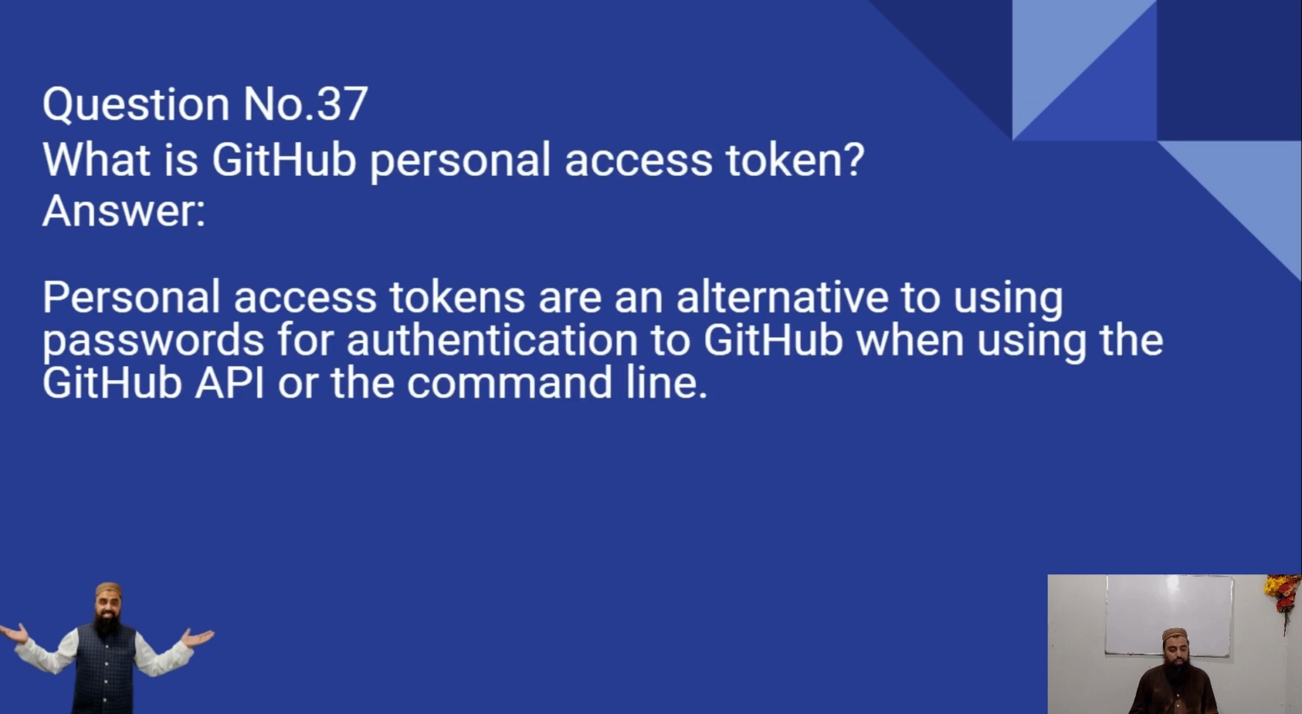Question number 37. What is GitHub personal access token? You saw in our how Git works lecture, we actually created a personal access token. It is an alternative to using a password for authentication. We do not have to use a password while we are authenticating with our GitHub account. We can use a personal access token, and we can revoke it when we are done with it. It is for authentication to GitHub when using the GitHub API or the command line.